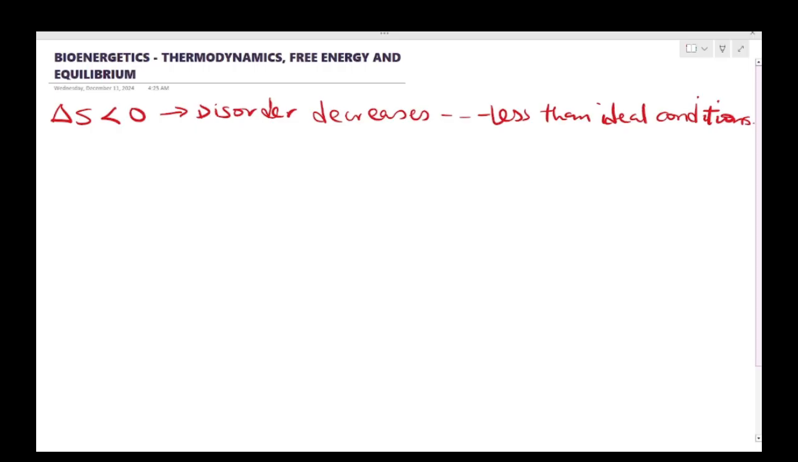So these two properties, enthalpy and entropy, that is delta H and delta S, plus a third, which is temperature, combine and compete in such a way as to give rise to a single number that tells us whether a reaction wants to move forward naturally or not.